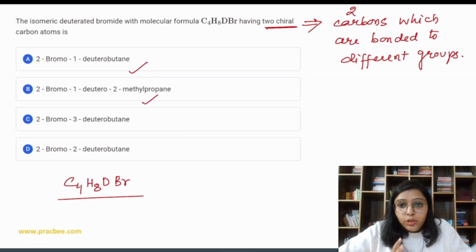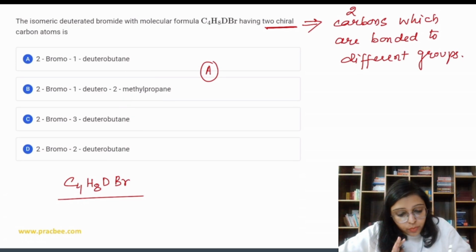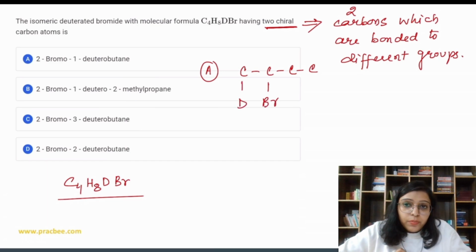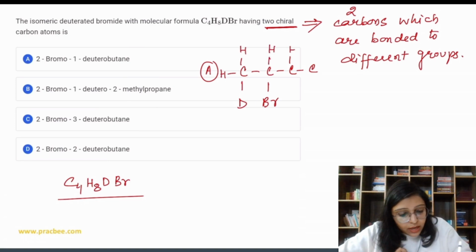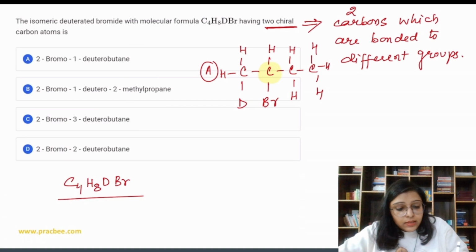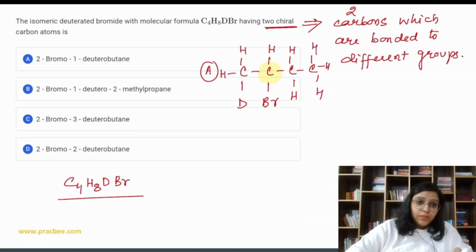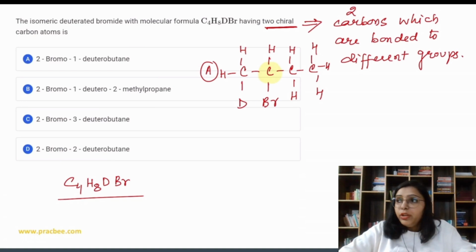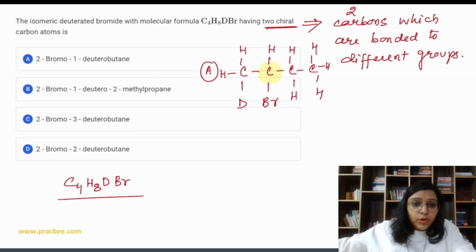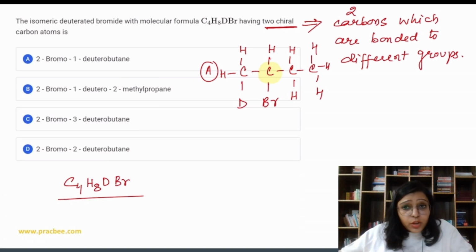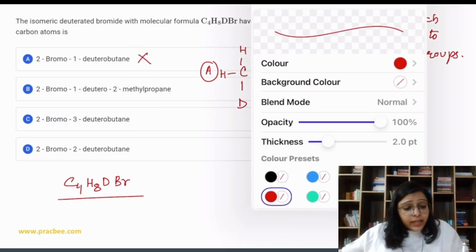So for example, if I say A is 2 bromo 1 deuterobutane, so butane, with 2 bromo and at 1 we have deuterium. Okay, so how many chiral centers should we have? So here we have H, here we have H, H, H, H, H, H. If you see, we have only one chiral center, because this yellow carbon is bonded to 4 different groups. So this is the incorrect option.